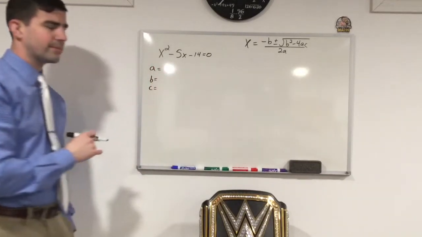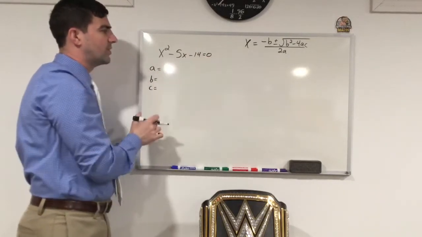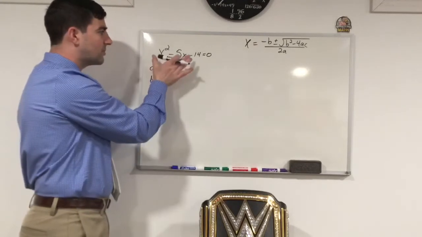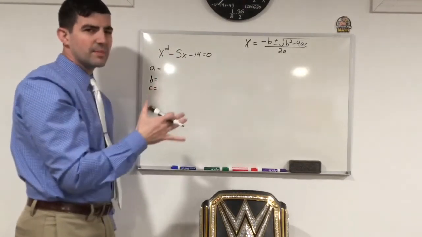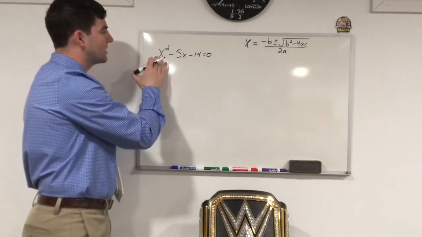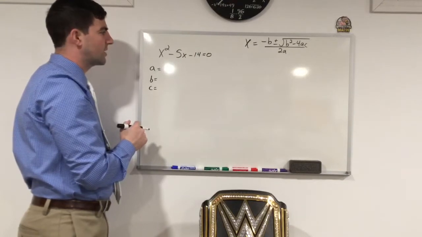What I first need to do is identify my a, my b, and my c values. Things to consider: step 1, I need to have my quadratic equation set equal to 0. Step 2, it needs to be in standard form, which it is, highest exponent to lowest. Sometimes we would say the x squared term has to be positive, but for the quadratic formula, it does not have to be the case.